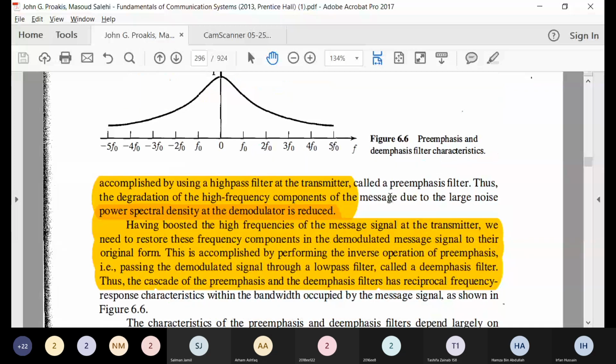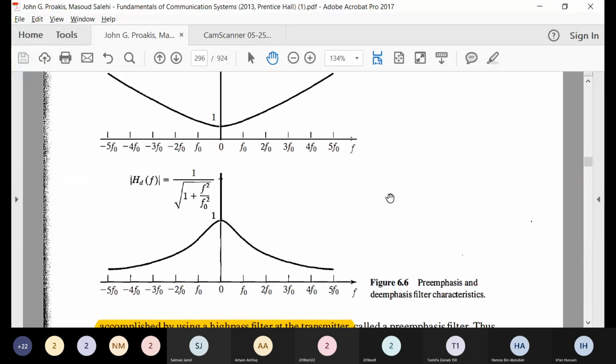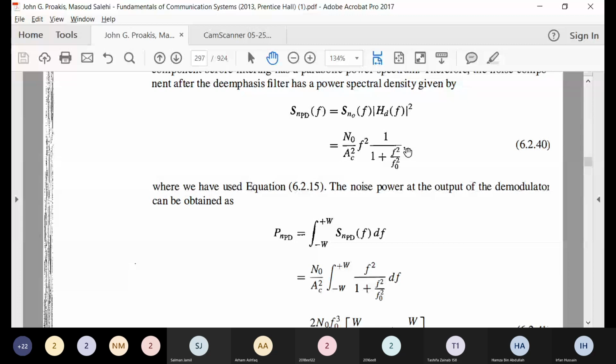So the de-emphasis filter amplitude response was this thing. So its square will be, the square root cancels. All right. So it will be this thing. This is the power spectral density of the noise. So how can I find the noise power? I will just integrate this over the bandwidth of the message signal W. So I integrate this.